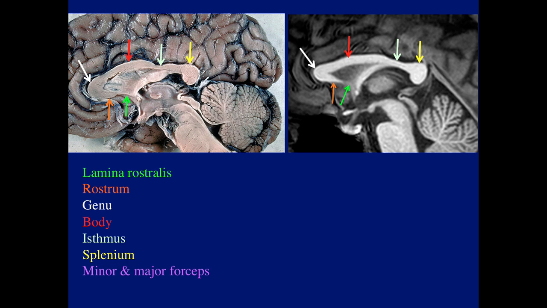Let's talk about the corpus callosum segments. The first segment is the Lamina Rostralis, which I will discuss in more detail later. We have the rostrum, then we have the genu, the body, and I colored them with different arrows. This narrowed area is called the isthmus, and then we have the splenium, as you can see also on the MR images here.